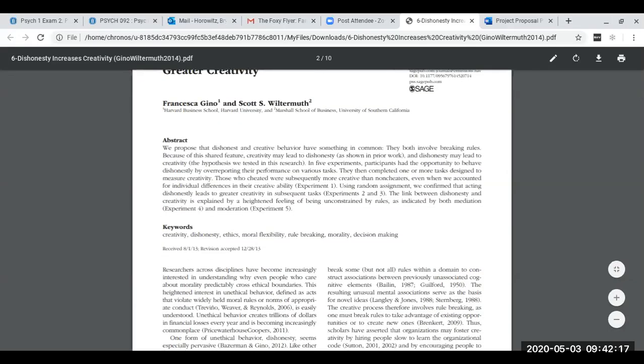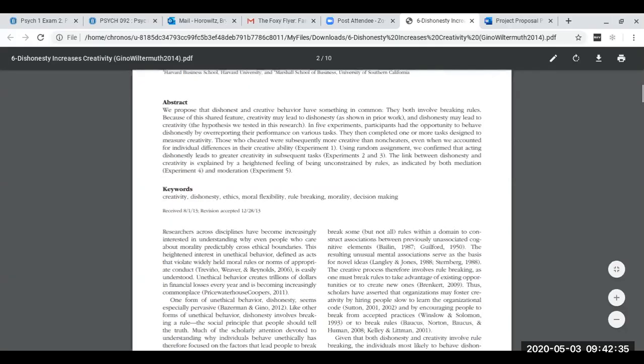So ways to look this up is where the keywords are. So creativity, dishonesty, ethics, moral flexibility, rule breaking, morality, decision making. Those are all keywords that you could have looked in the search, like on Psych info or Psych articles, to try and find this one.